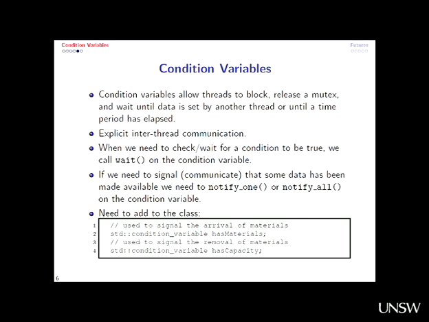So we have our condition variables. In this case, we're going to put in two condition variables. We have one called has materials, which we use to signal when new materials have arrived. And we have has capacity, which we use to signal when there's capacity available in the factory, in the manufacturing plant.